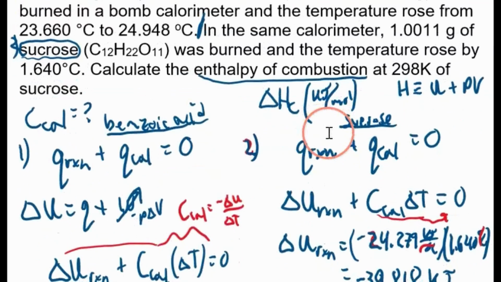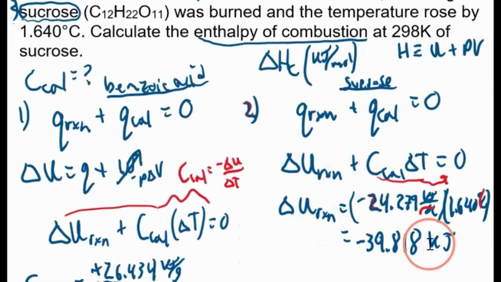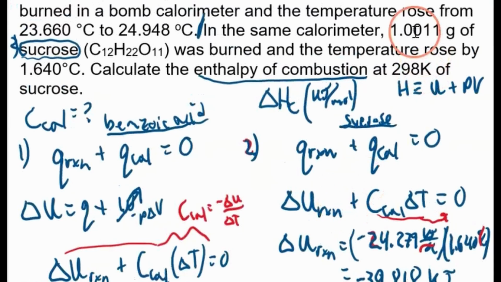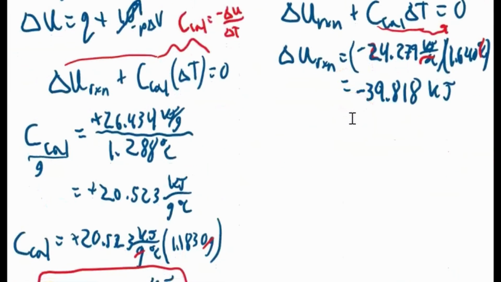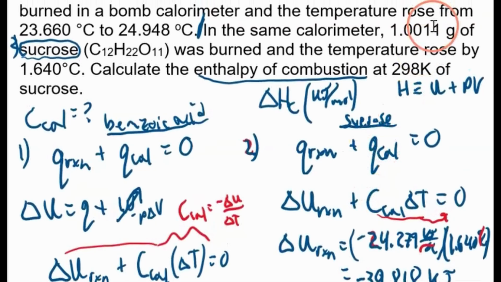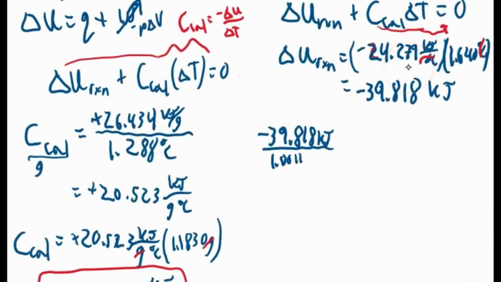Now, unfortunately, we got the change in internal energy in kilojoules, and it's kilojoules for this many grams of sucrose. We want it per mole of sucrose. So, just like the previous question, we're going to calculate what it is per mole of sucrose. So we have negative 39.818 kilojoules, and that's for every 1.0011 grams of sucrose, and we want per mole. So we want grams to cancel out. We want moles downstairs in the denominator.